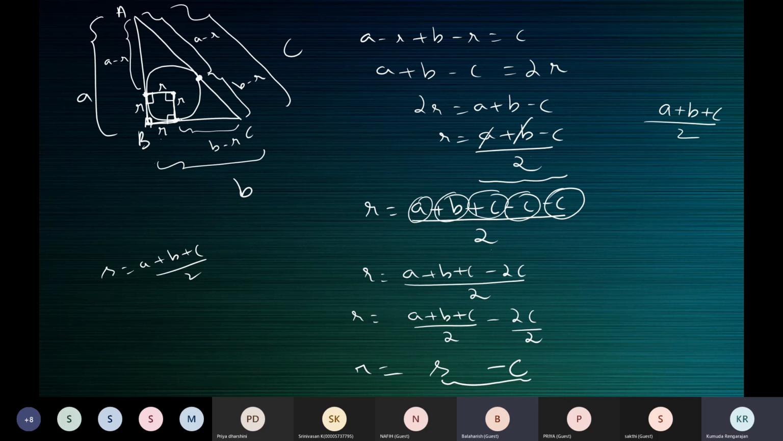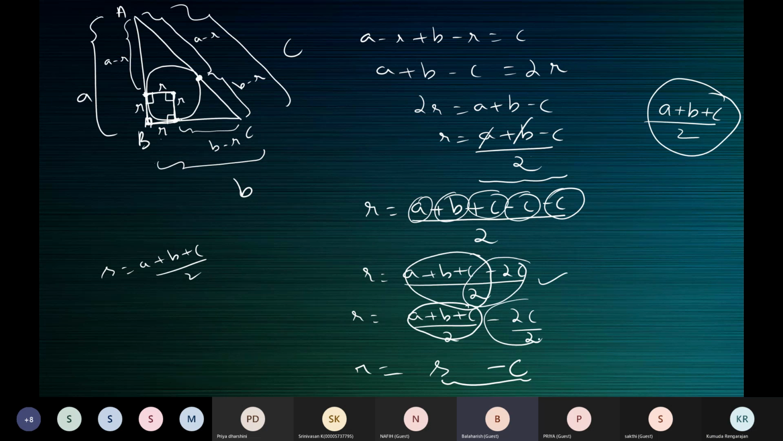Now this is a plus b plus c minus 2c by 2. Now split this, because you want a plus b plus c by 2. So a plus b plus c by 2 minus 2c by 2. Now a plus b plus c by 2 is the semi-perimeter, and the 2 gets cancelled, leaving minus c. So semi-perimeter minus hypotenuse.